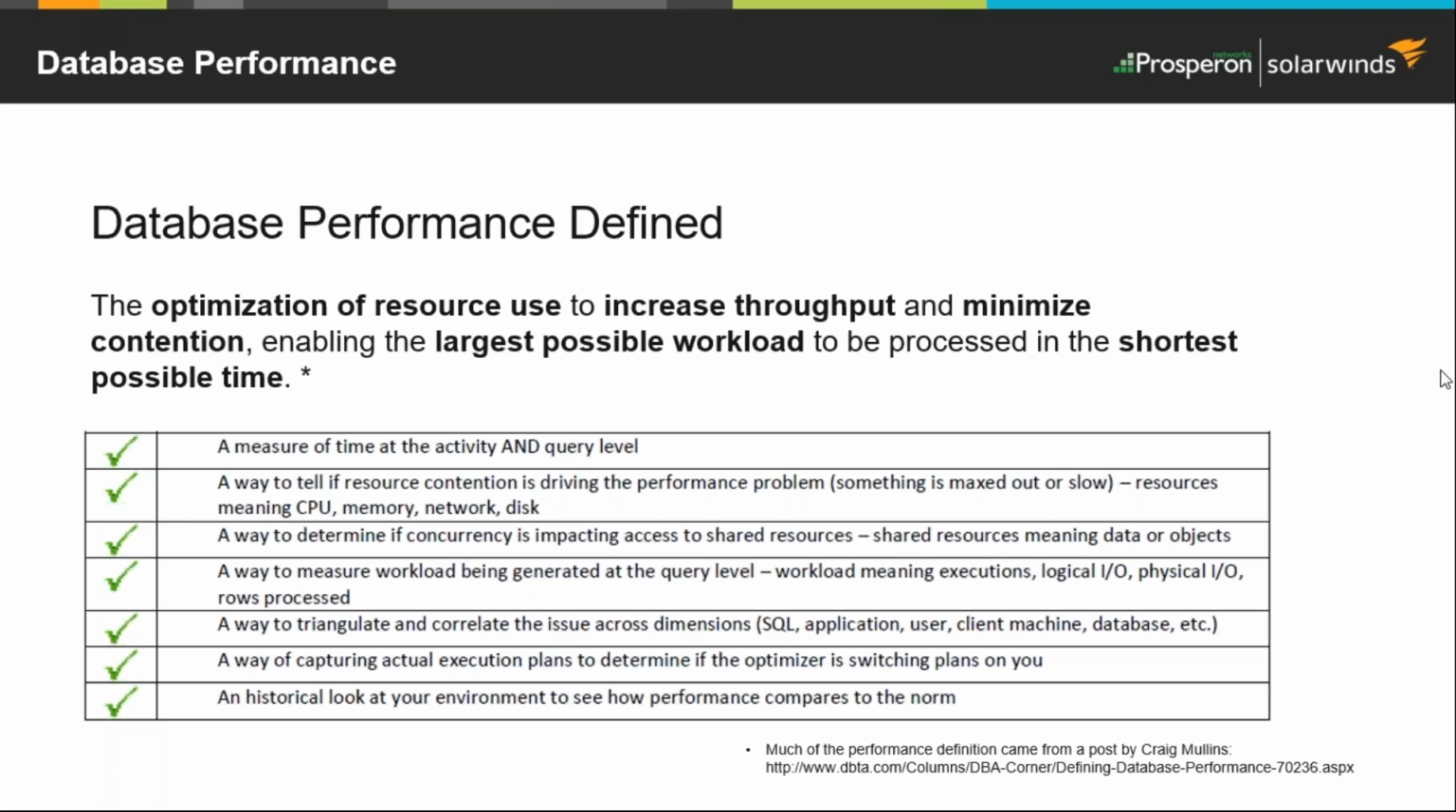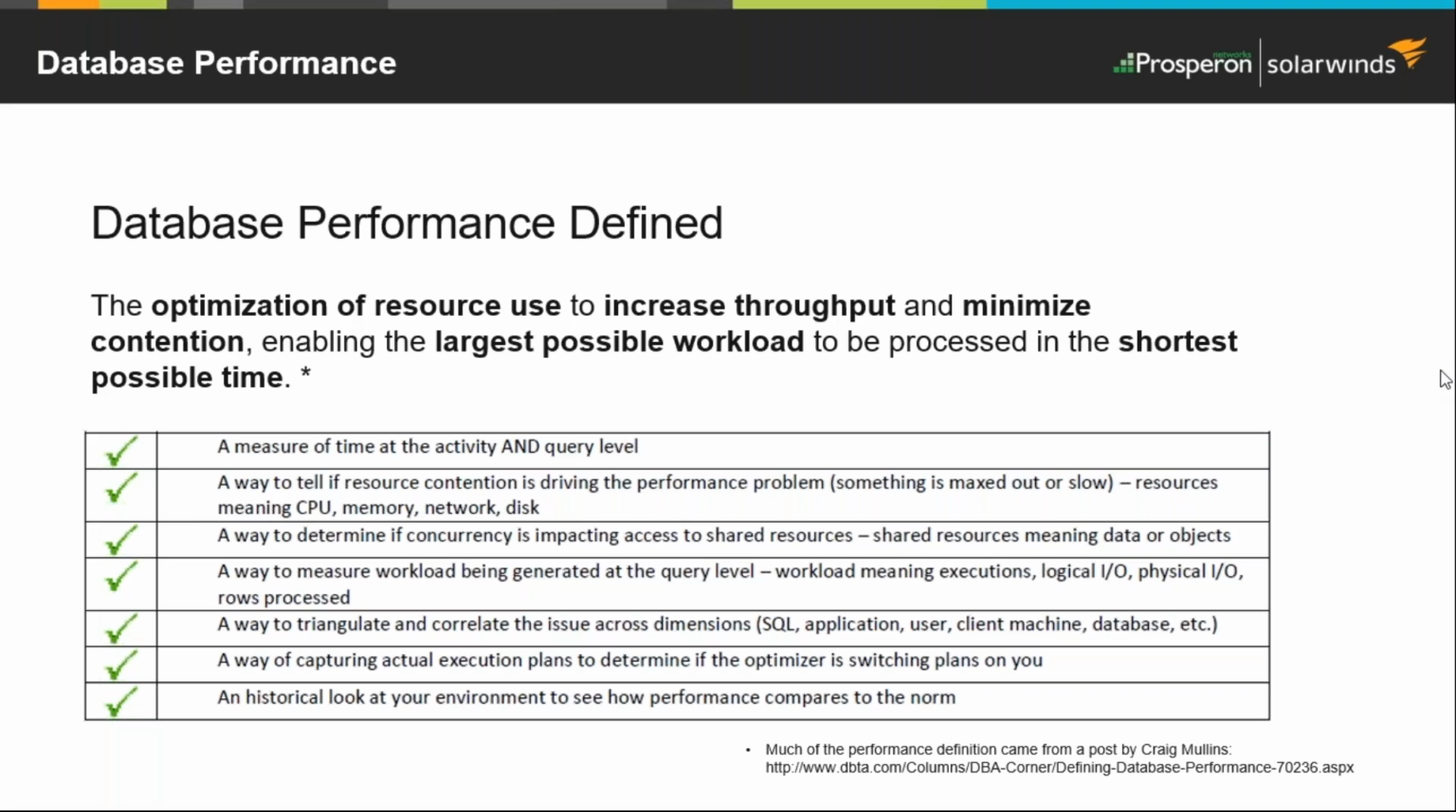You have to have a way of capturing the actual execution plans. You have to know what the optimizer is thinking at the time that the execution was happening. If you're missing that piece, you're missing a big gap because you can't go back in time. You can run an estimated plan right now, but to actually capture what was running at the time of the execution is huge because the optimizer can change plans on you, and that can be a big issue. I've lived that one for sure.